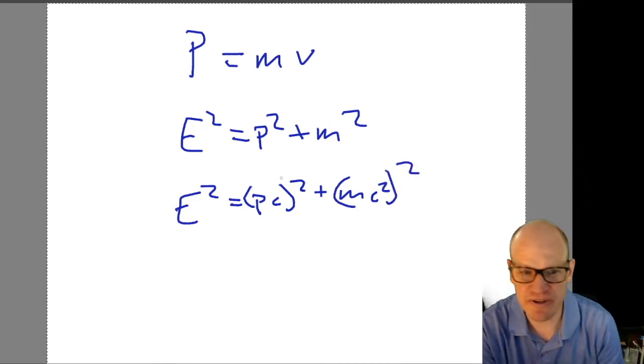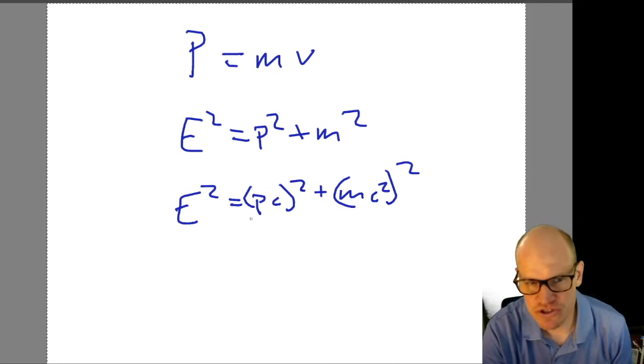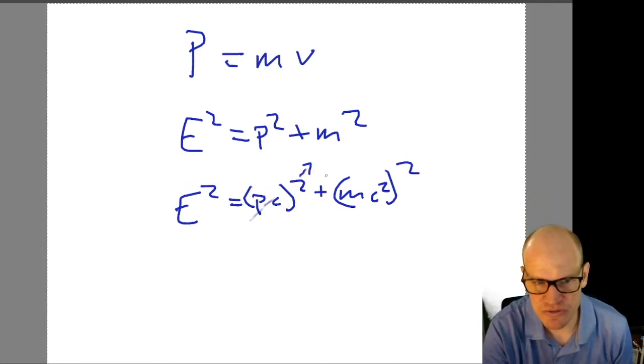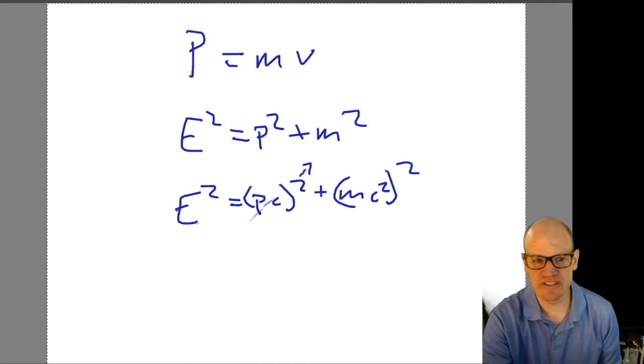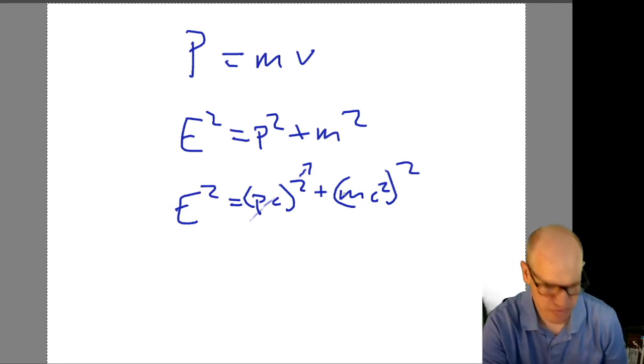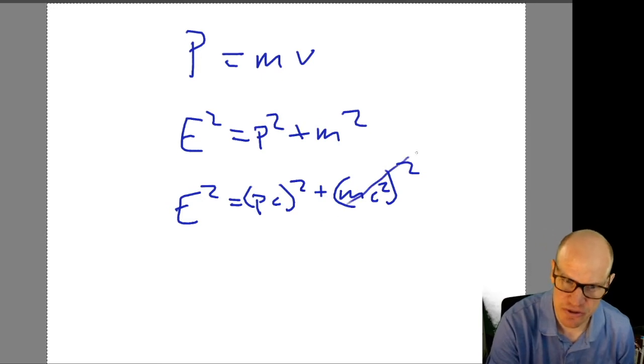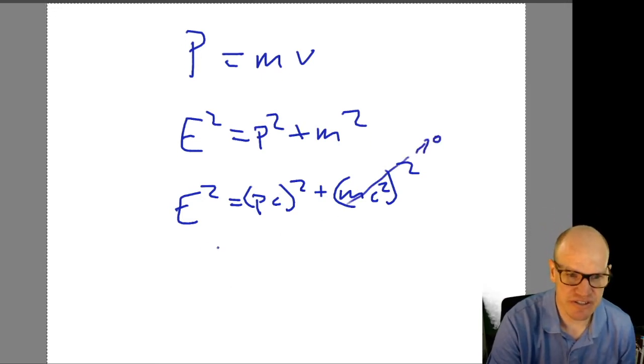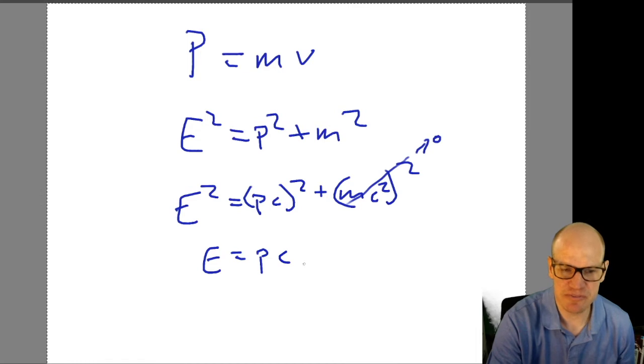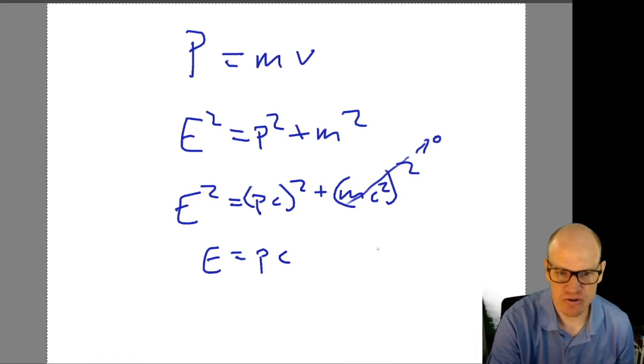At rest, when there's no momentum, this P is momentum. When there's no momentum, then this term goes to 0, and you're left with E equals mc squared when you take the square root. If you have a massless particle, on the other hand, this term goes to 0, and that gives you that energy is equal to P times the speed of light. Or you get E over C is the momentum. P is E over C.